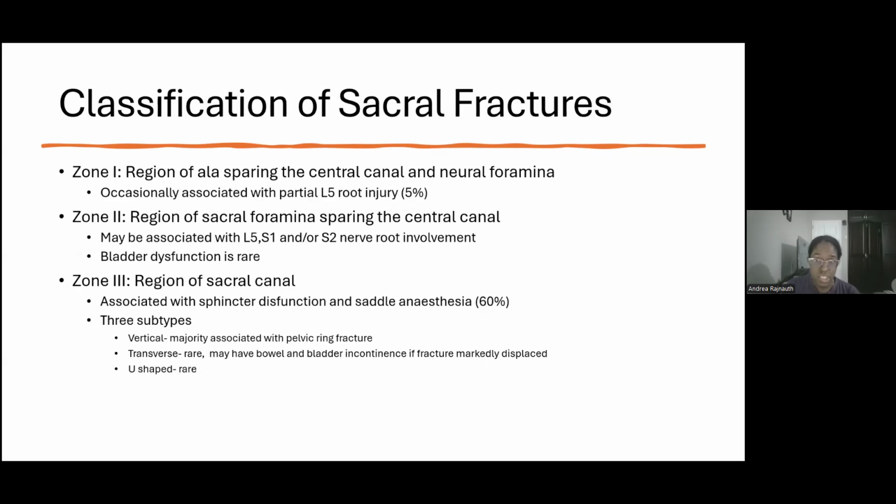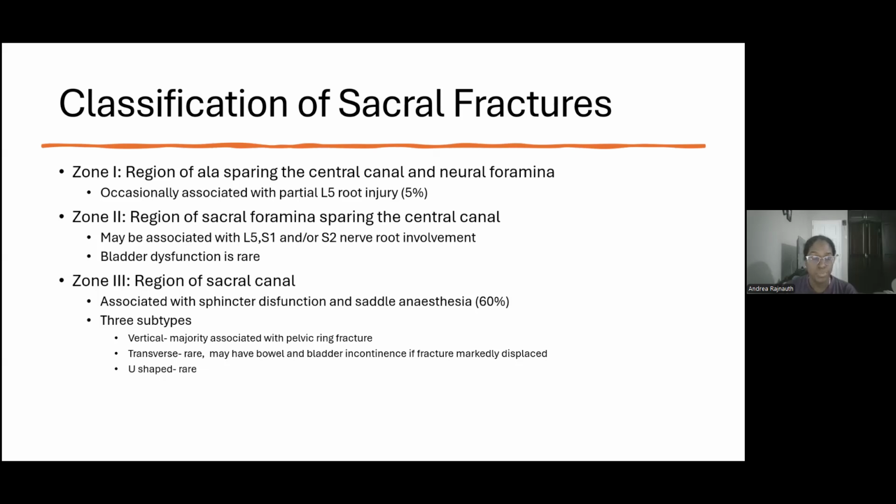So the classification of sacral fractures: Zone 1 is the region of the ala, sparing the central canal and the neural foramina. This is the most common type of sacral fracture, being 50%, and occasionally is associated with a partial L5 root injury in about 5% of patients. Zone 2 is the region of the sacral foramina sparing the central canal, right? This could be unstable or stable, and it may be associated with L5, S1, and or S2 nerve root involvement.